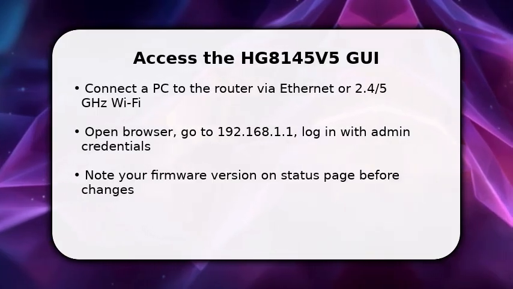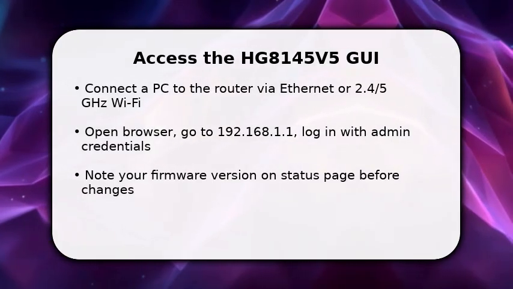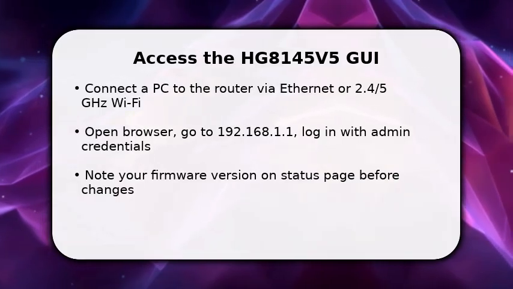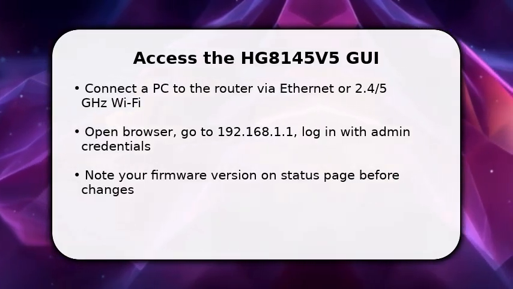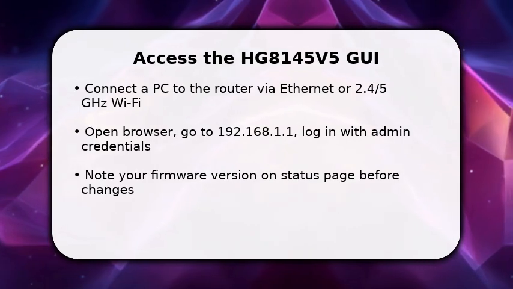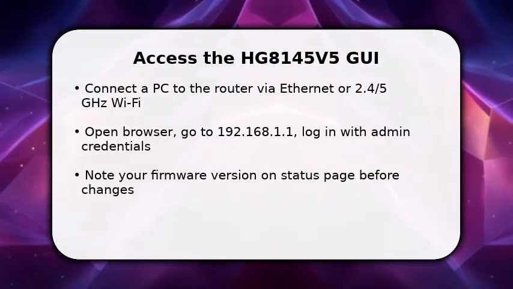Once logged in, check the firmware version on the status page so you know whether settings menus match these instructions. This ensures you can follow the right menu paths when disabling the Wi-Fi QR code later.